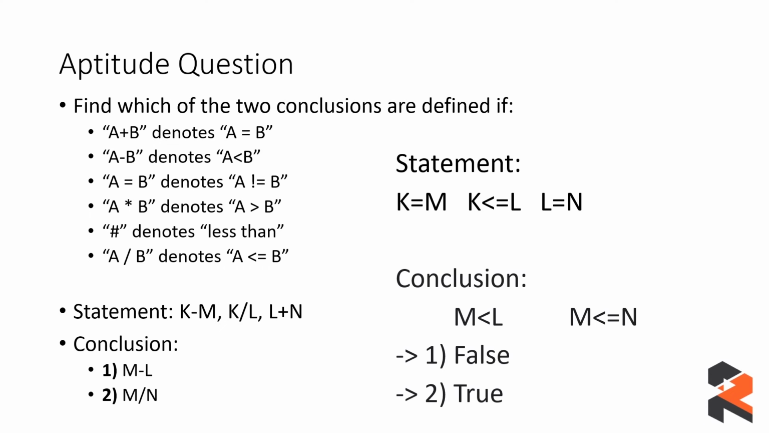The second conclusion says m is less than or equal to n, and if we look at the statements, we will find that k is equal to m and l is equal to n. Also, k is less than or equal to l. So you can say that m is less than or equal to n, which is the second conclusion which has been stated here. So your second conclusion results in a true value. So your answer will be that the second conclusion is correct and the first one is incorrect. That is the conclusion which we come up with.